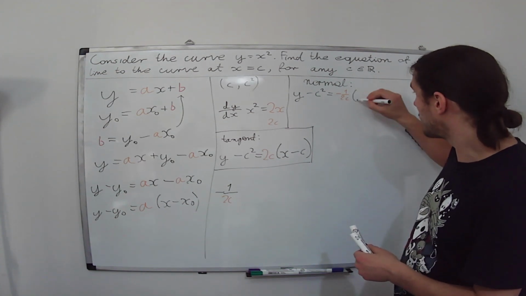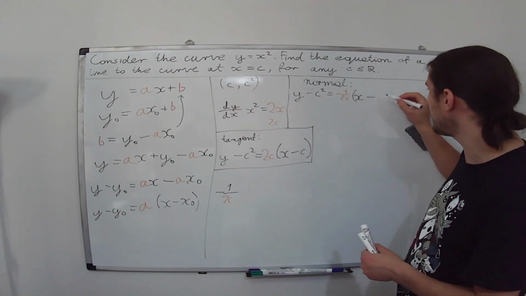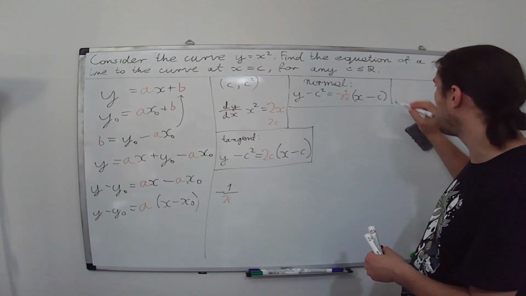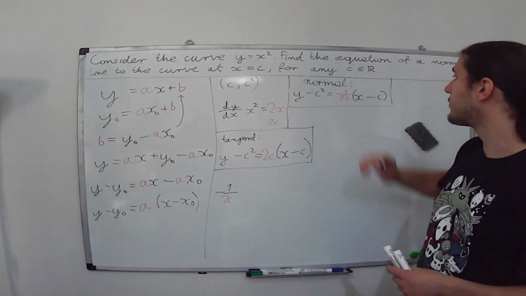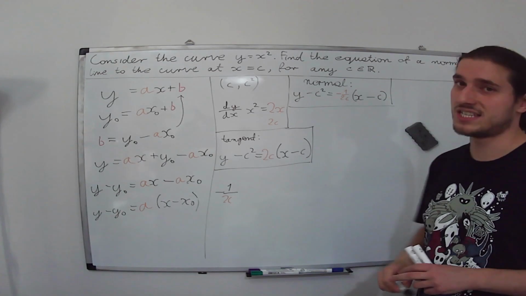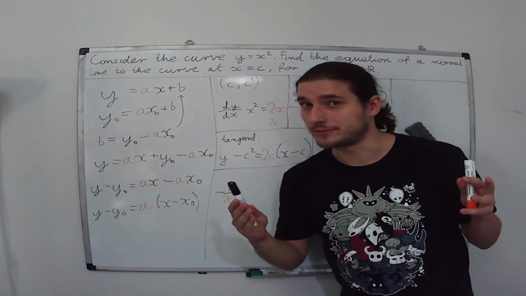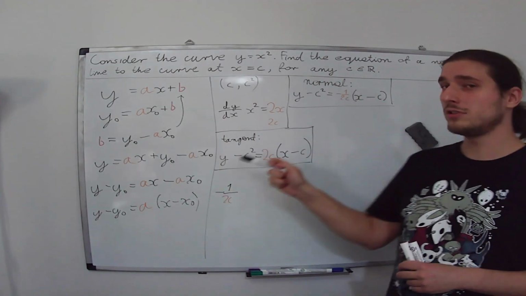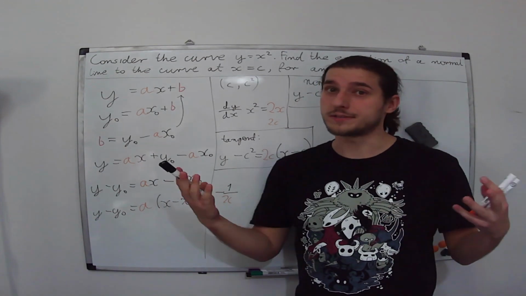And in here, nothing changes. X, and our x value is c. Ta-da! And that is it. Now we have the equation for a normal for that specific curve. But guess what? We can take it further. We can find a normal and a tangent to any function that we want.